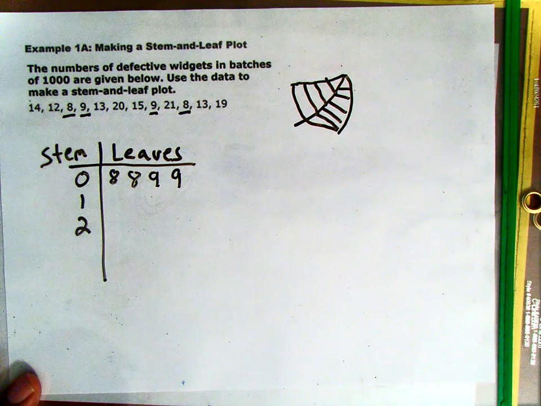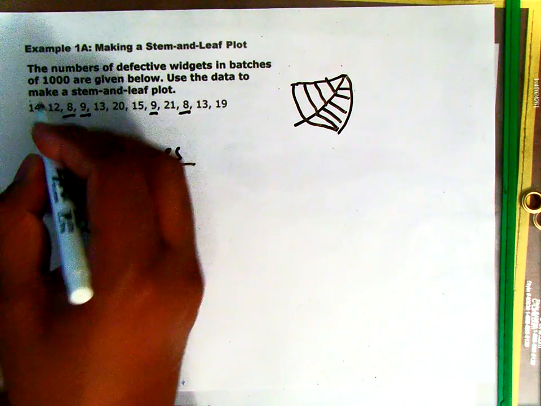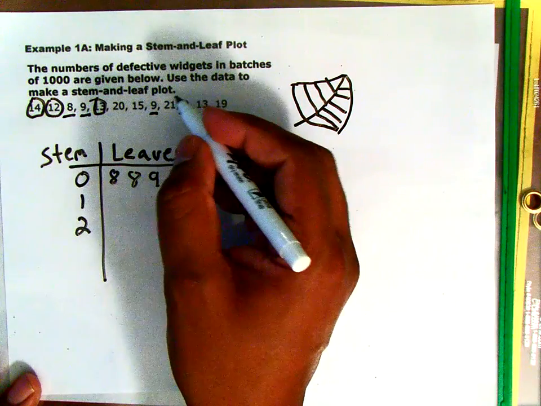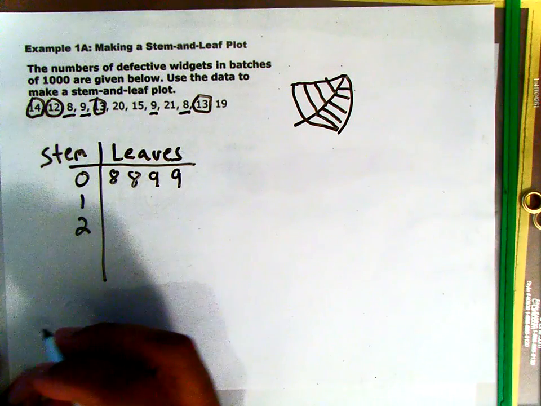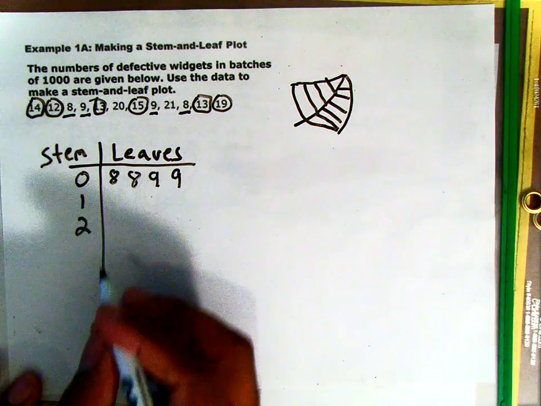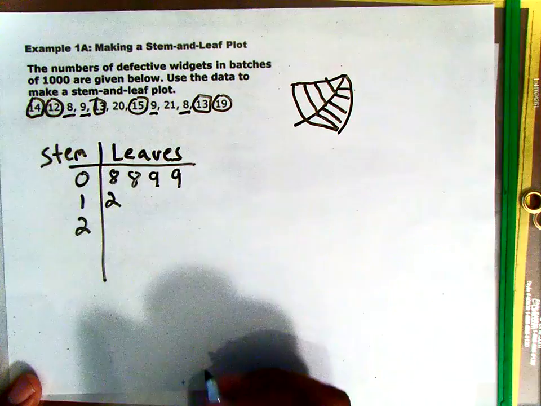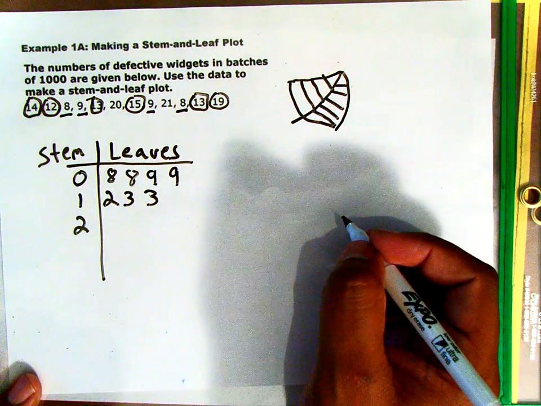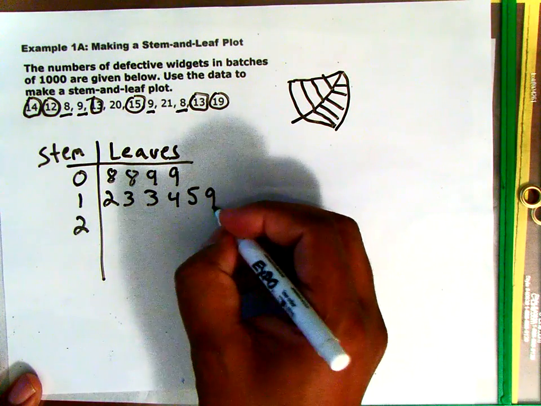Okay, now I'm going to move to the ones that are teens. So I have, and I'm going to circle it to make it easier here. Okay, I'm going to go in numerical order. So I'll have, I'm missing some here. There we go. All right, so my smallest is 2. I only have 1 2. I have 2 3s. I have a 4, a 5, and a 9.